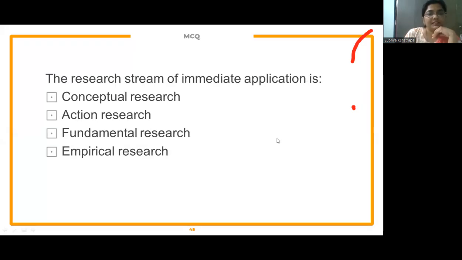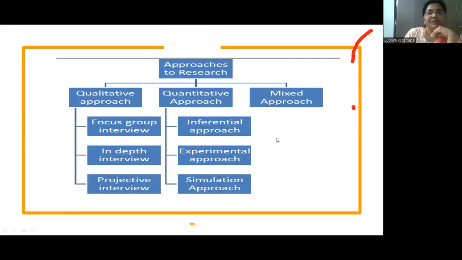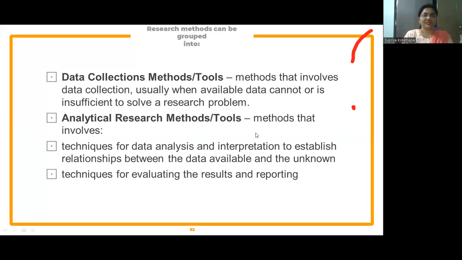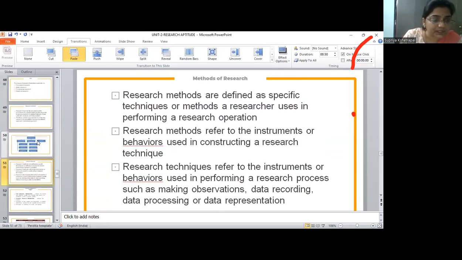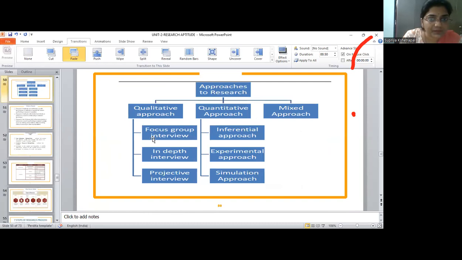So here you can see that there are some different types of approaches. Okay. So approaches for this, just a bit. I think I have missed one slide.